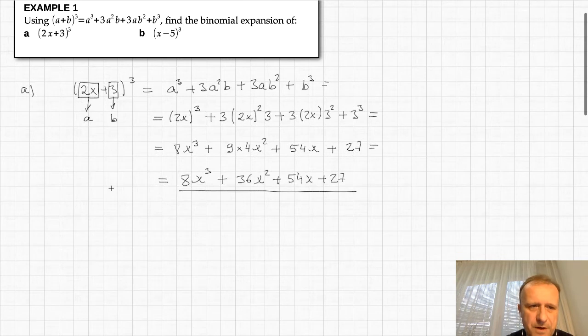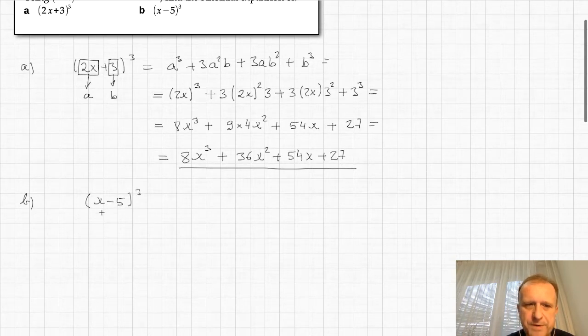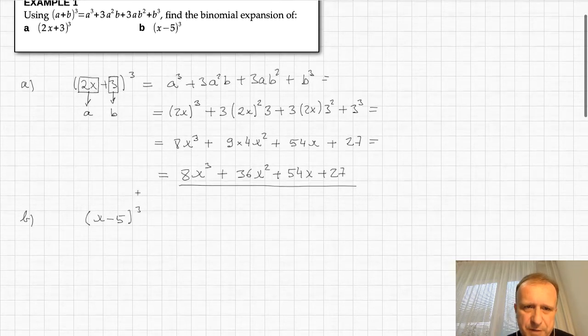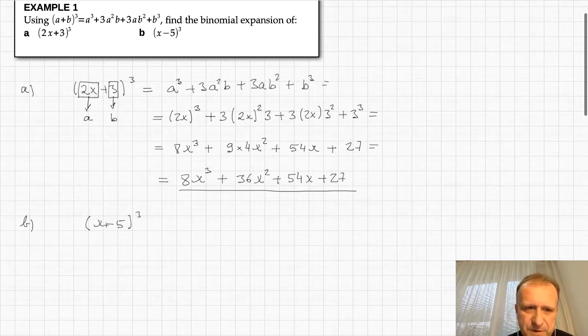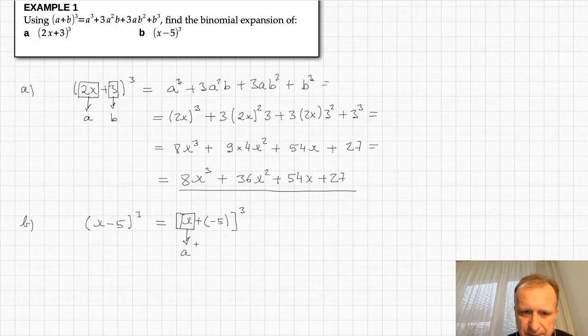Now let us study the second part. The second part is the expansion of x minus 5 to the power of 3. The obvious trouble here is what happens when we have a minus. You may imagine that it can be written as x plus negative 5 all to the power of 3. If this is the case, then this x is your a, and this negative 5 should be your b value.